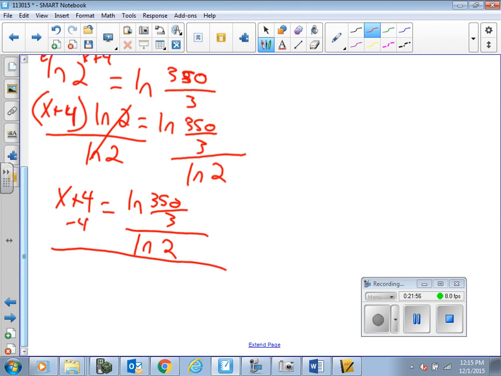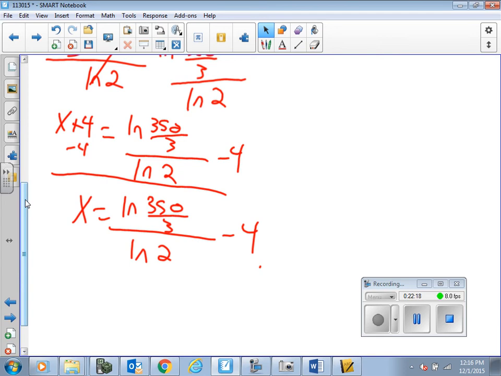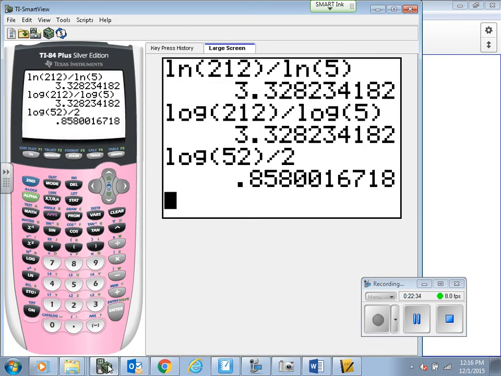So I'm going to subtract 4, and what we end up with is x equals the natural log of 350 divided by 3, all over the natural log of 2, all of that minus 4. Now you can put it in the calculator and round from here. Put that all in the parentheses. Yep. So we're going to have natural log of 350. I got x equal 2.866.